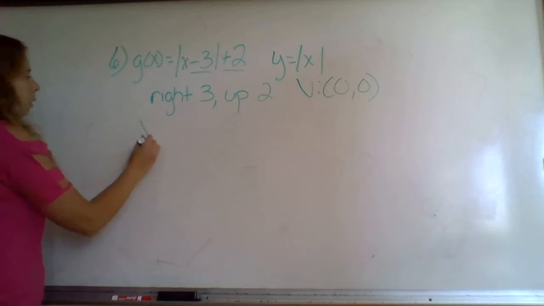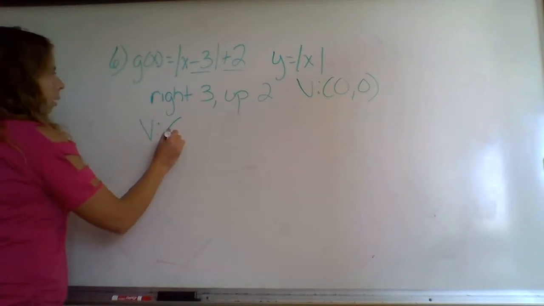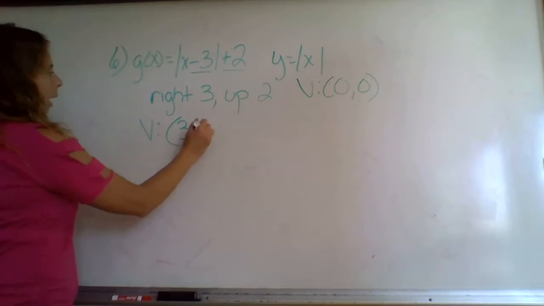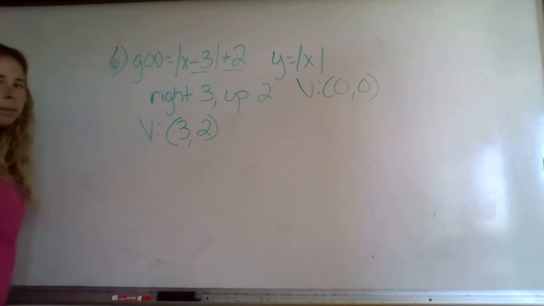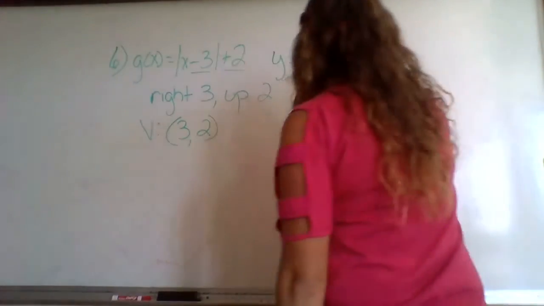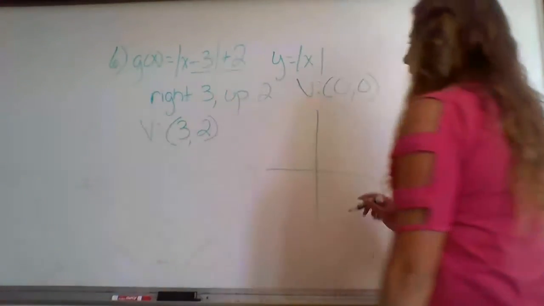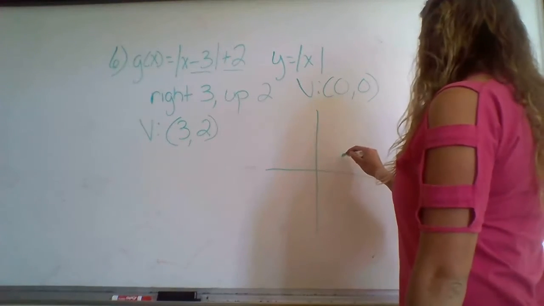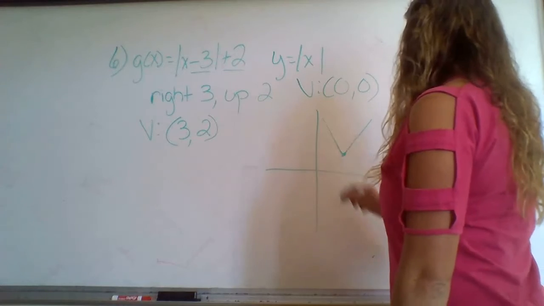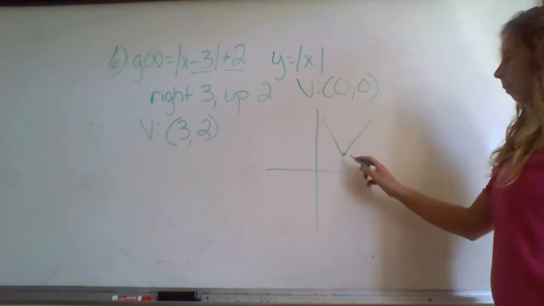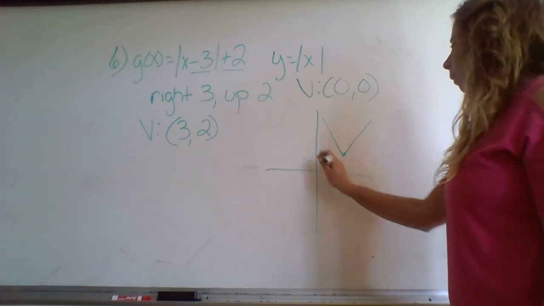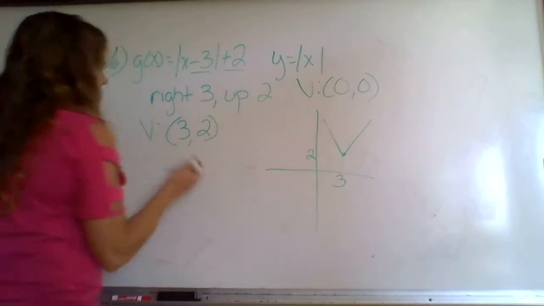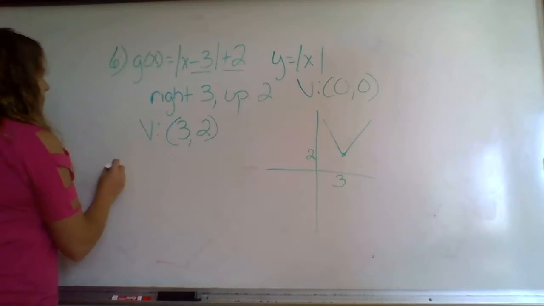So your new vertex is 3, 2. That is your new vertex. Here, let me graph it. I like graphing these because they're easy. So 3, 1, 2, 3, and 2. So there's my new vertex. This is 3, 2. Okay, so then write it piecewise. Let's see that.